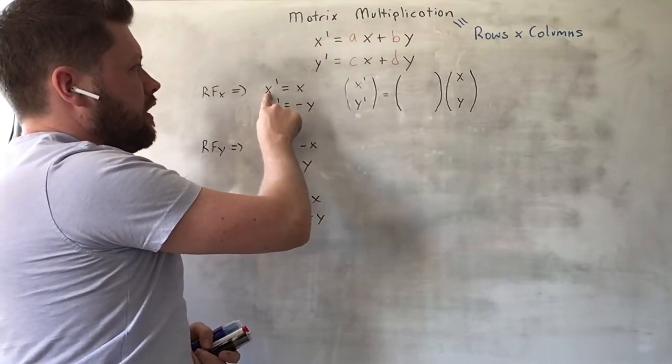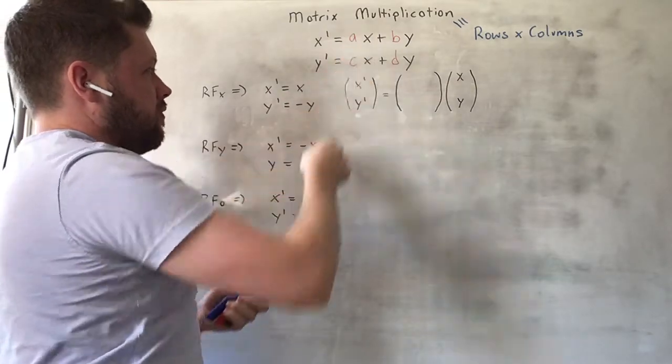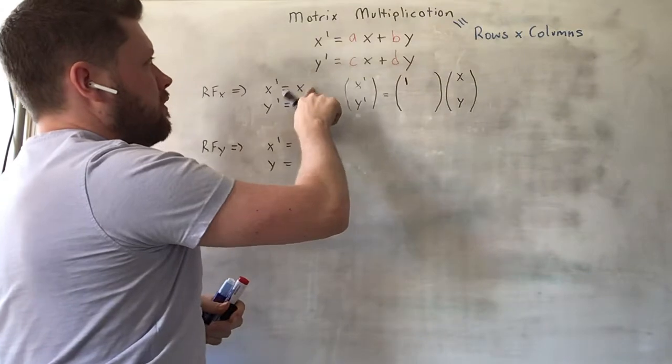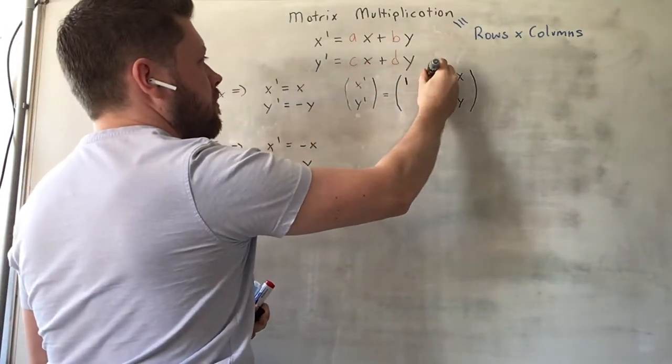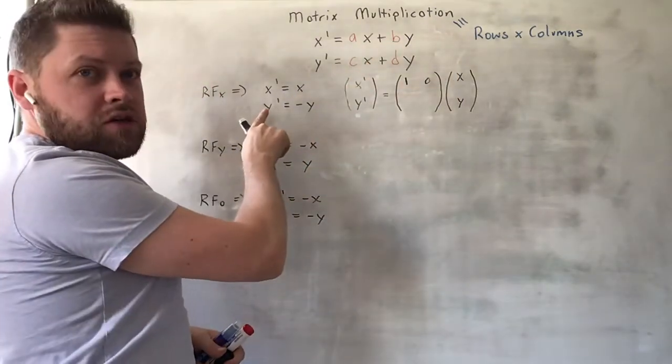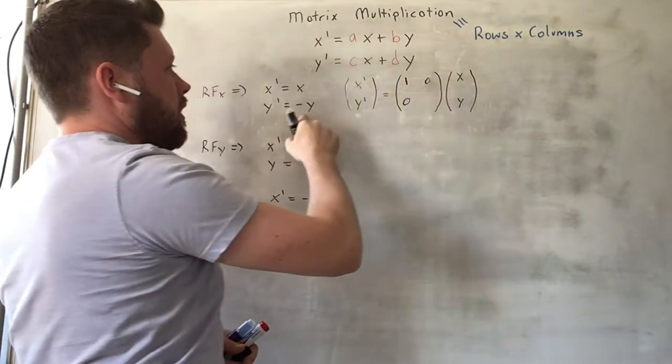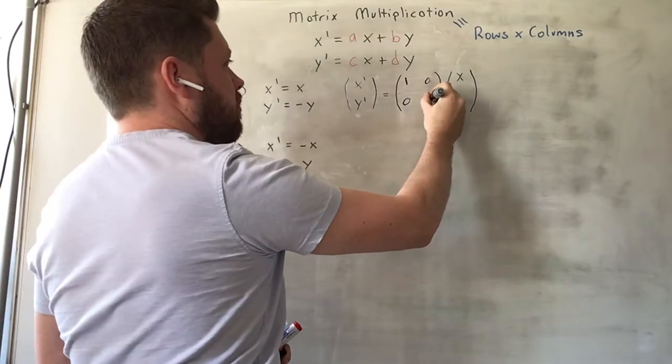So, if x dash is equal to x, that means a is 1, and b is 0. Okay, and y dash goes to minus y, so c is 0 and d is minus 1.